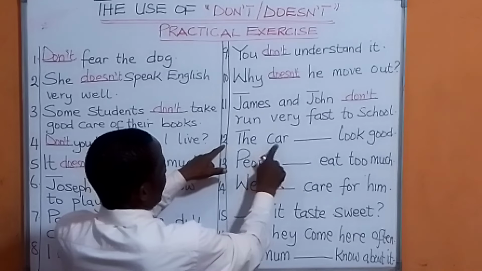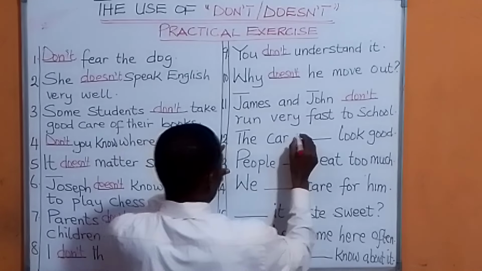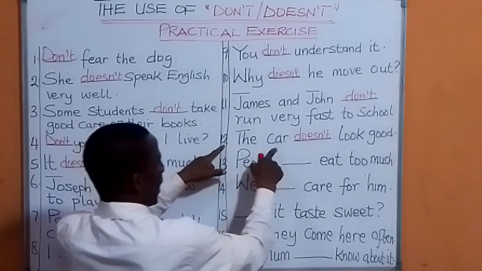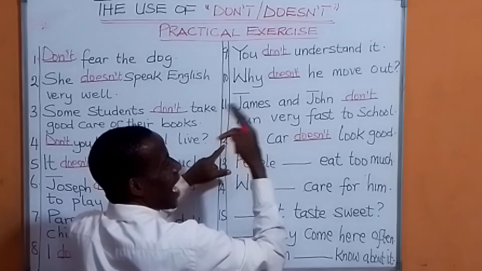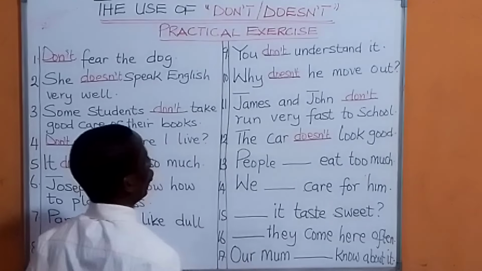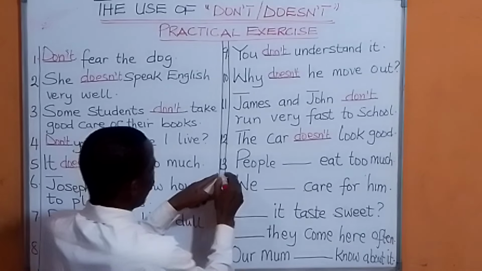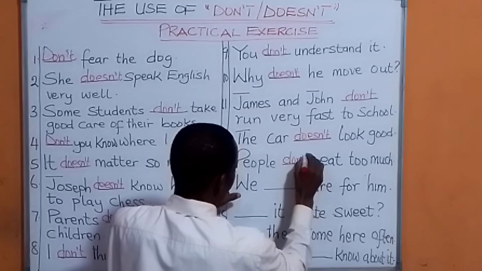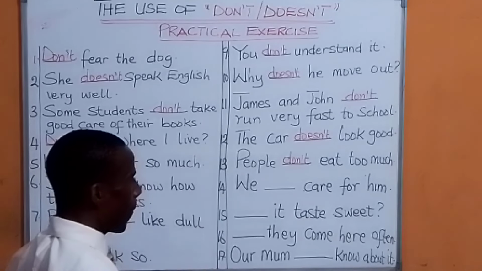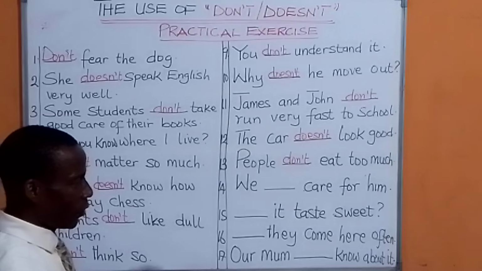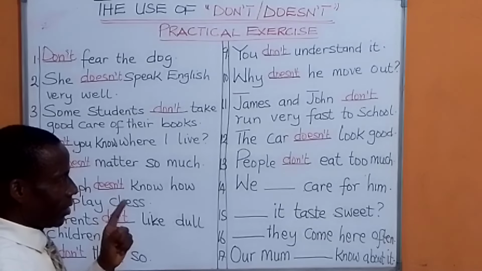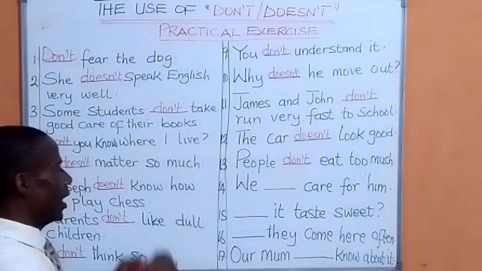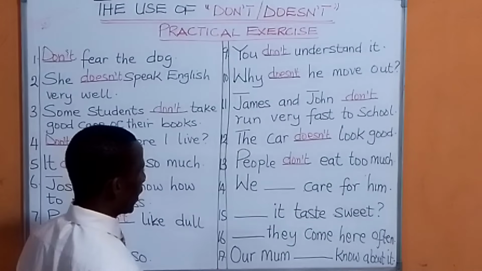Look at number 12. The car, singular. The car doesn't look good. If you have the cars, plural, you say don't look very good. Let's go here. People, many, plural. People don't eat too much. If you say a person, this person doesn't, but if you say the people, they don't.